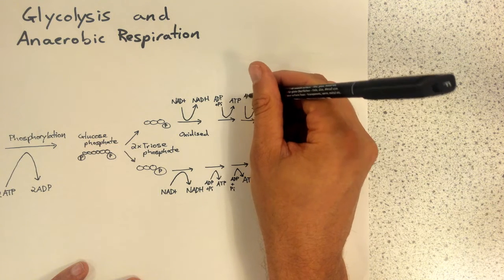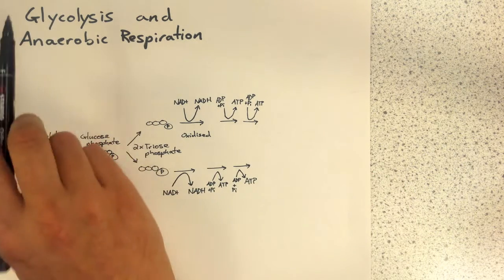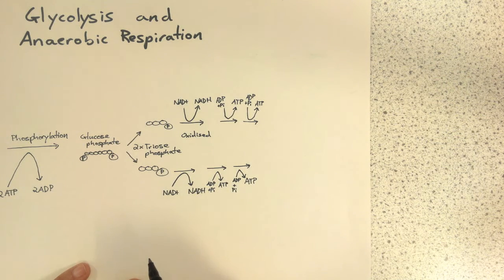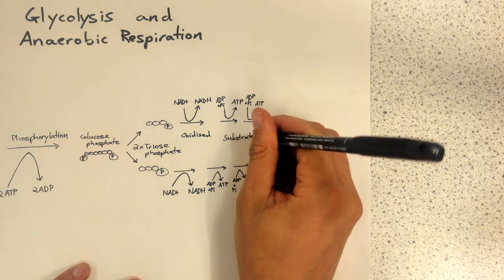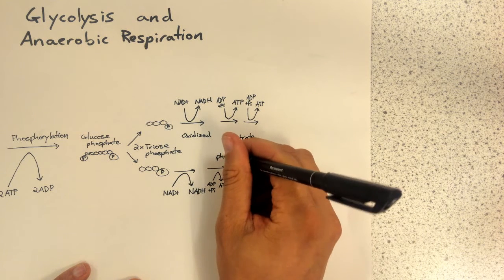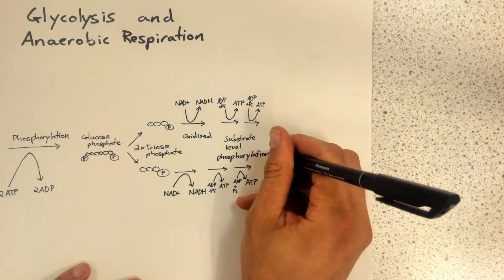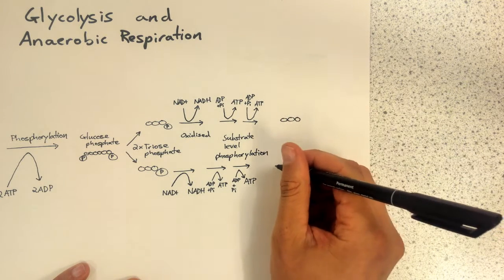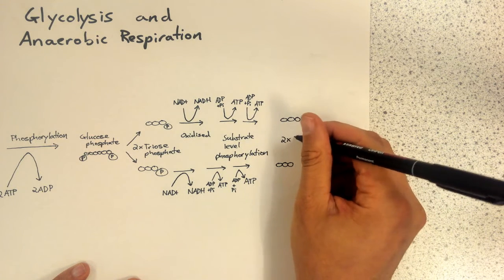This means that the cell is gaining energy from the breakdown of glucose. Think about it, that's what glycolysis means, sugar splitting. This is called substrate level phosphorylation. At the end of this process, we are left with 2 3-carbon molecules. These 3 carbon molecules are called pyruvate.